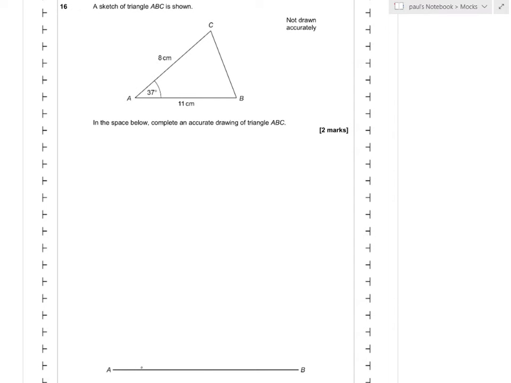A sketch of the triangle ABC is shown in the space below. Complete an accurate drawing of ABC. Right. So you imagine A to B is 11 centimeters. Then you get your protractor and you measure 37 degrees. Just keep going as far as you want. So you've measured that to be 37 degrees. Then you get your ruler and you go up there until you get 8 centimeters, and then join the two together.